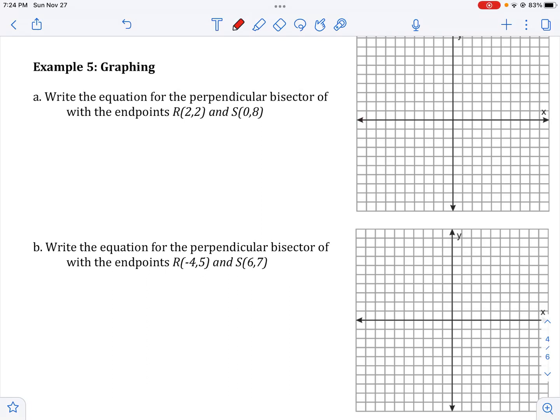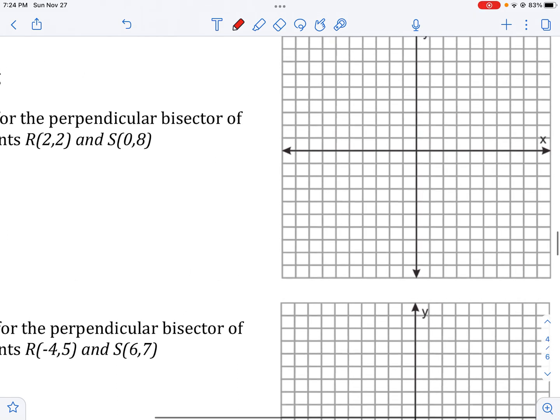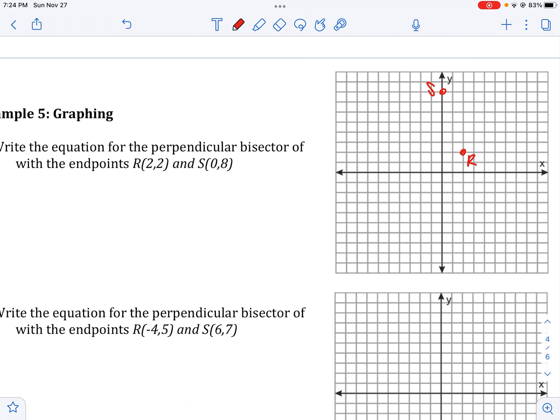On this video, we're going to talk about graphing the perpendicular bisectors of a segment. So the first thing I want to do is plot my points R and S. So (2, 2), that's R, and (0, 8), that's S. Those are my points. I want to find the perpendicular bisector of those points.